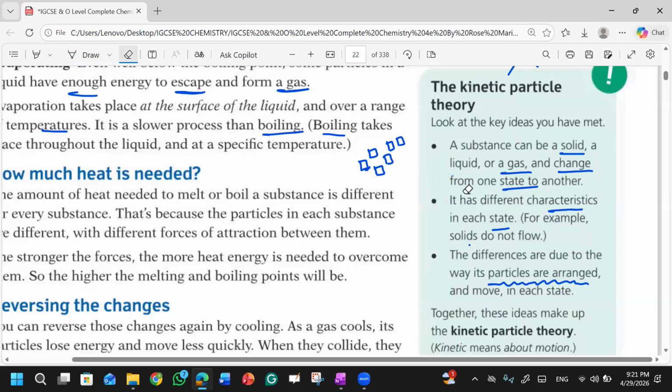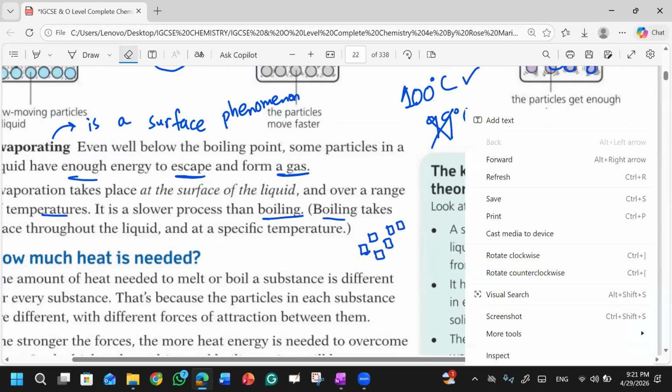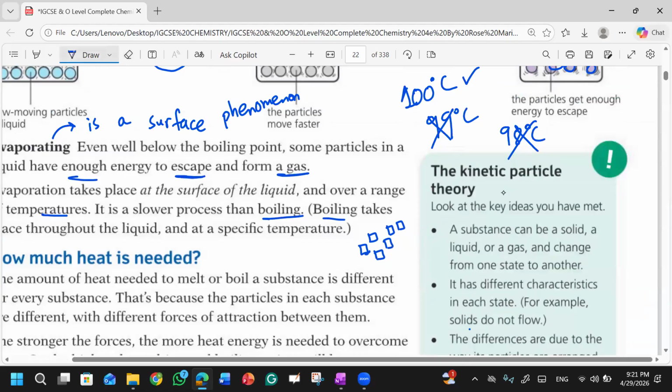They can ask you this, it is tested. This is important. What are the postulates of the kinetic particle theory? I'm writing it over here. This is also a question. Write the question. Question number 3. What are the postulates of the kinetic particle theory?